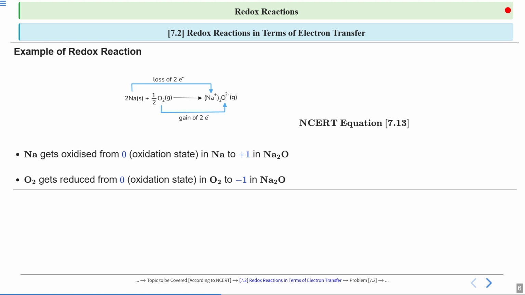Hence, we can conclude that in this particular reaction again, the sodium is oxidized while the oxygen is reduced by the help of loss and gain of 2 electrons. So I hope this particular example of redox reaction is also clear to you, in which we have understood the change in the oxidation number for the particular species that are present in reactant as well as product.